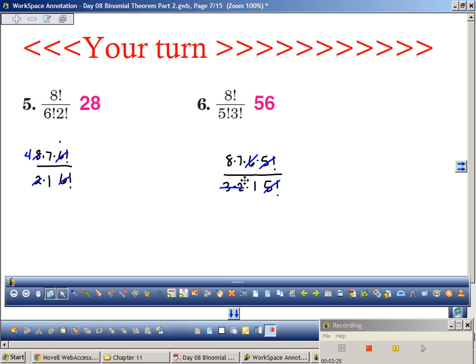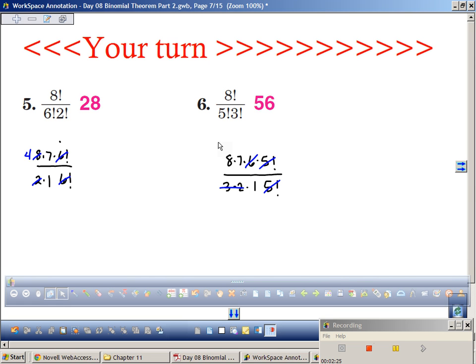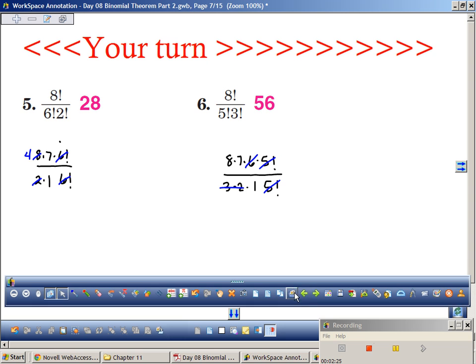If I would have done the 2 with the 6, there would have been a 3 left over, and if I would have done it the other way around, 3 with the 6, there would have been a 2, and the 8 with the 2 would have been a 4, and 4 times 2 is 8. You're making more work for yourself. But if you didn't see it right away, you wouldn't have got it wrong.